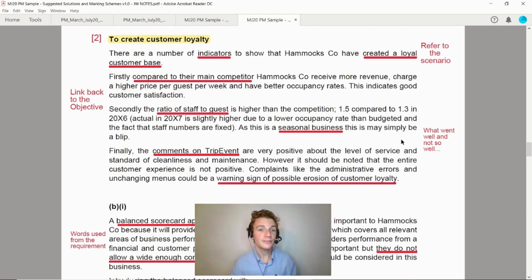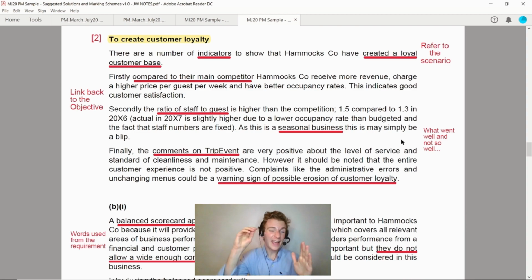Next one on here we have, so secondly, the ratio of staff to guest. So this is how much attention the actual staff, this will be the non-management on here, is higher than the competition. So we are at 1.5 compared to 1.3 in 2006. Actually in 2007 are slightly higher due to low occupancy rate than budgeted and the fact that staff numbers are fixed. So if staff are completely fixed, that's where it's coming from here, as this is a seasonal business.